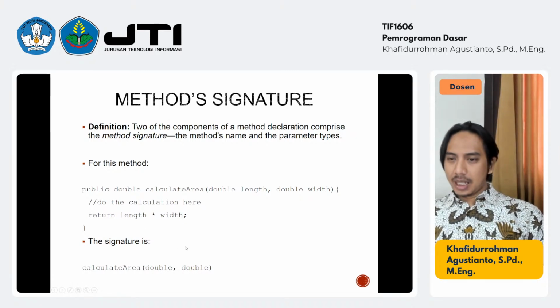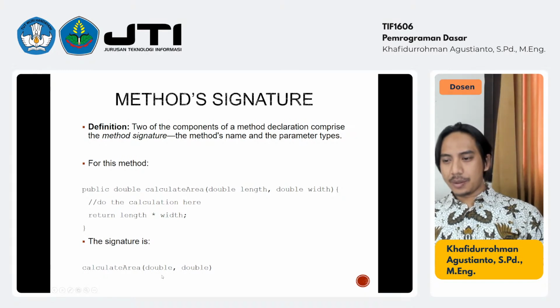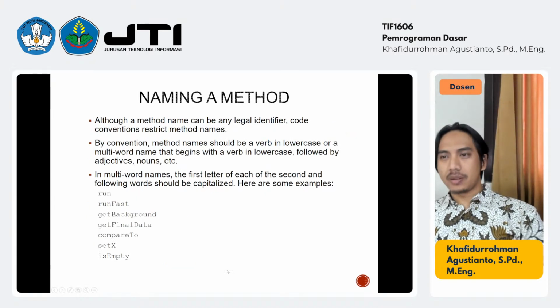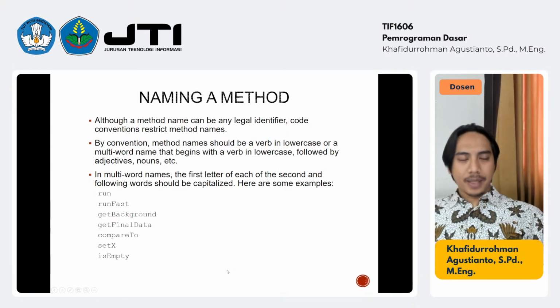Okay, these methods have a signature: calculateArea, double, and also double. Two types of double. Naming methods.